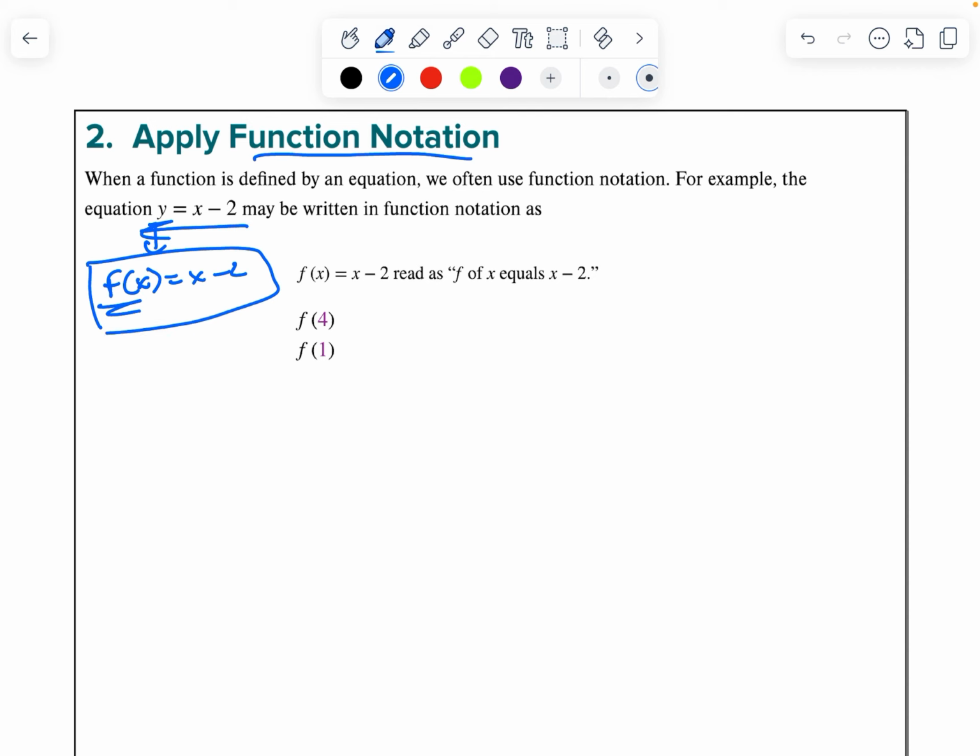Using function notation, if this is f of x, if I wanted to find f of 4, that's not the same thing as f times 4. That's f where x is 4, right? So that's the same thing as 4 minus 2 equals 2. Same thing here, f of 1. The 1 is replacing the x, so that's the same thing as 1 minus 2, which is -1.